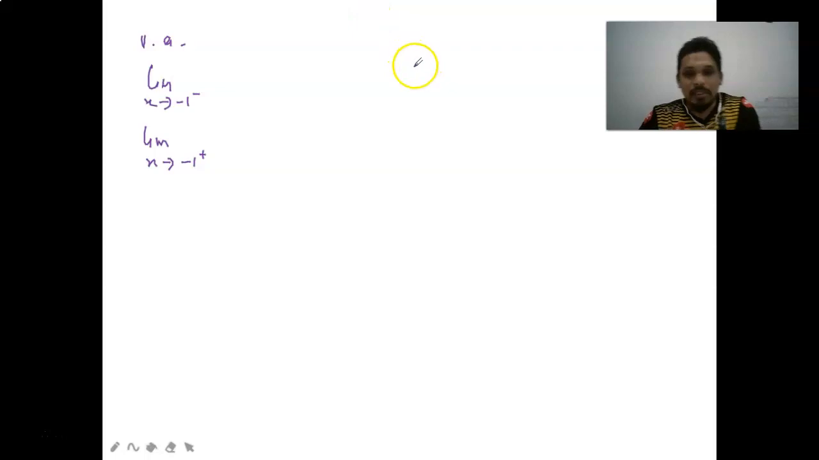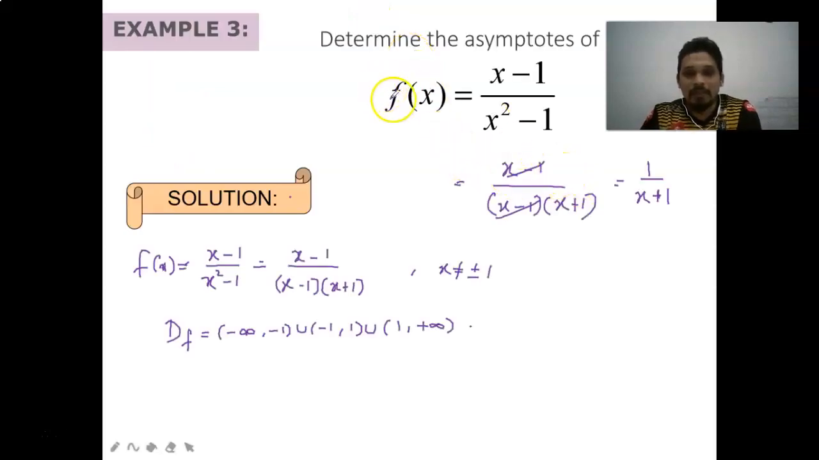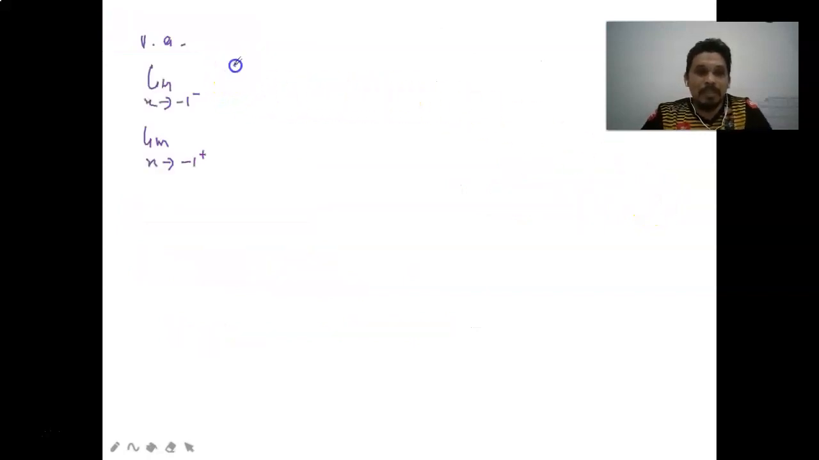As I told you just now, we simplified this function f(x) into 1 over x plus 1. So we may just write down 1 over x plus 1. Just imagine that when the value of x approaching negative 1 from the left side is getting closer and closer to negative 1, we substitute the value of x close to negative 1 here, and then plus 1 equals, it's just like 1 over 0, and it gives us negative infinity.